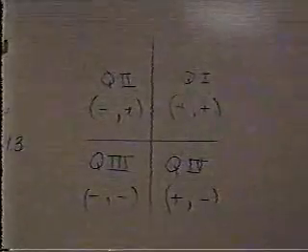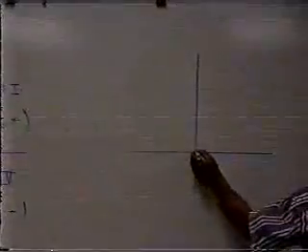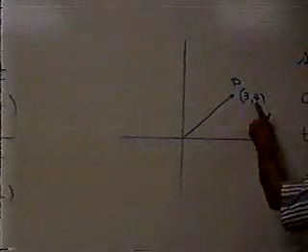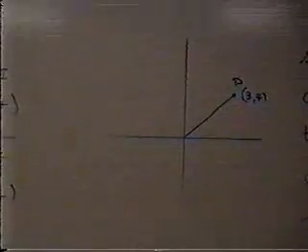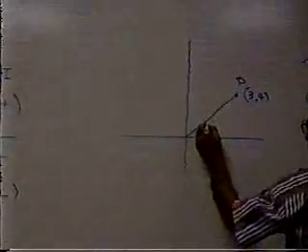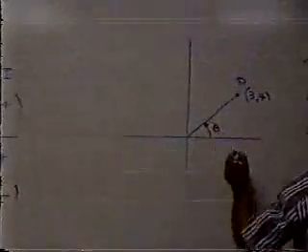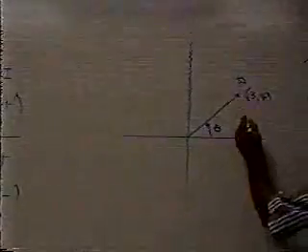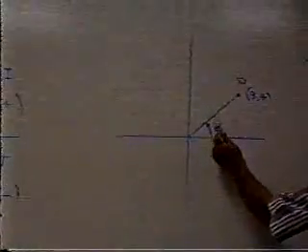All right, now let's look at some things dealing with this. The next graph on that page, we have the point P, which is 3, 4. X is 3, y is 4. And we're going to consider this to be the angle theta. The angle from the positive x-axis to the radius vector, we will consider that to be the angle theta.